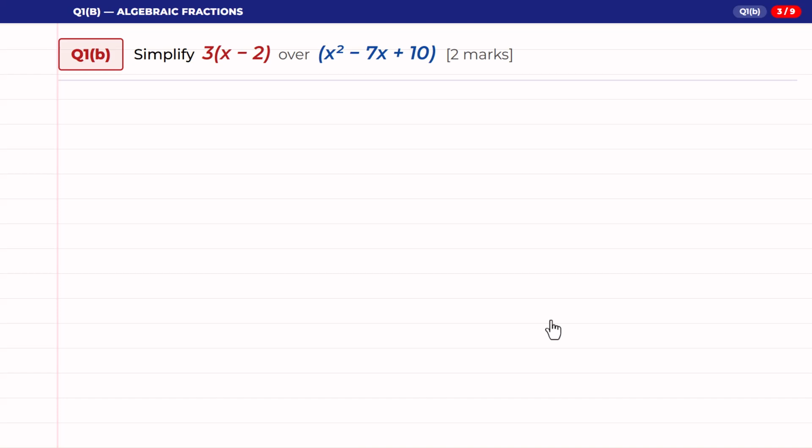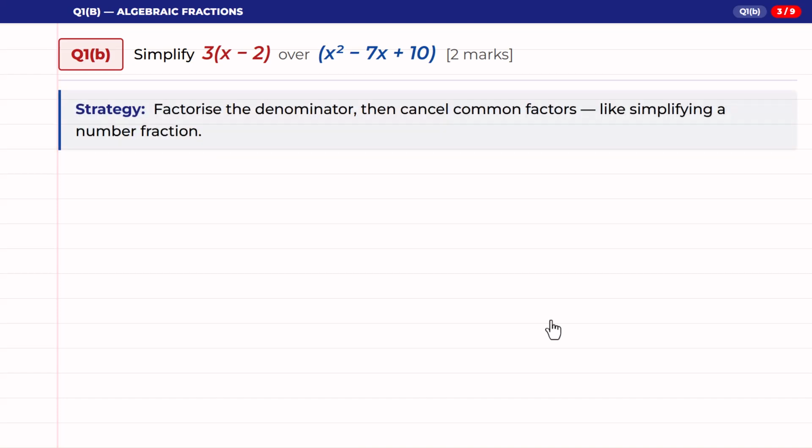Question 1 Part B. Simplify the fraction 3 times bracket x minus 2 divided by x squared minus 7x plus 10. 2 marks. The strategy is always the same for algebraic fractions. Factorize the bottom first. Then look for a factor that appears on both the top and the bottom, and cancel it. It is exactly like simplifying 6 over 8, you cancel the common factor of 2 to get 3 over 4.